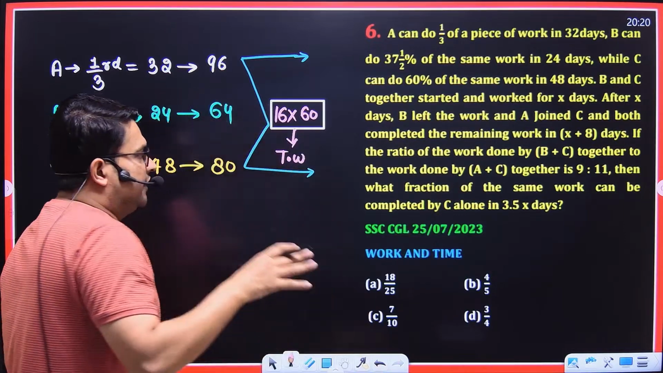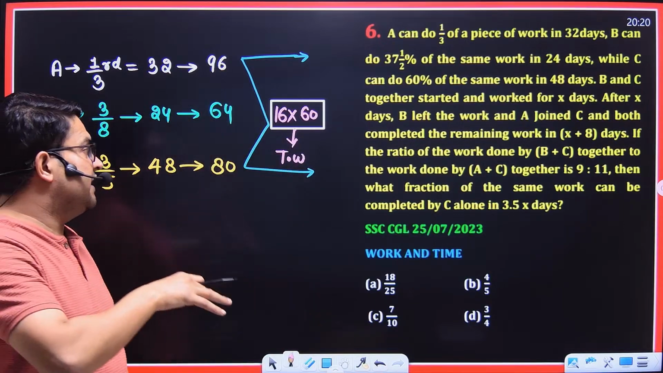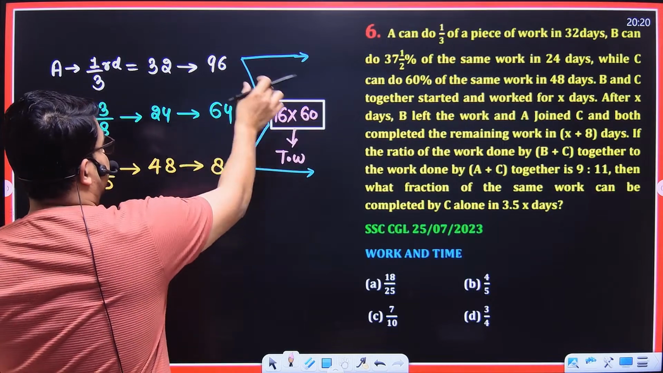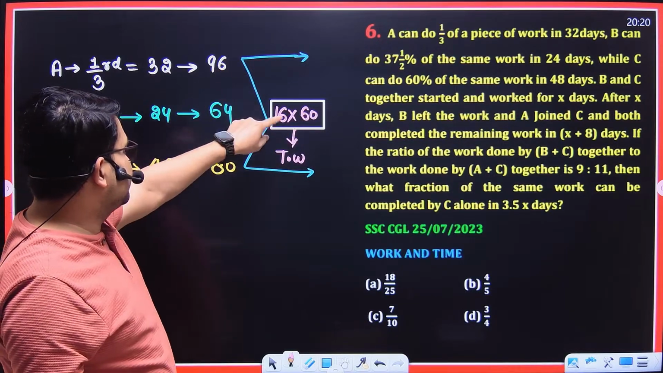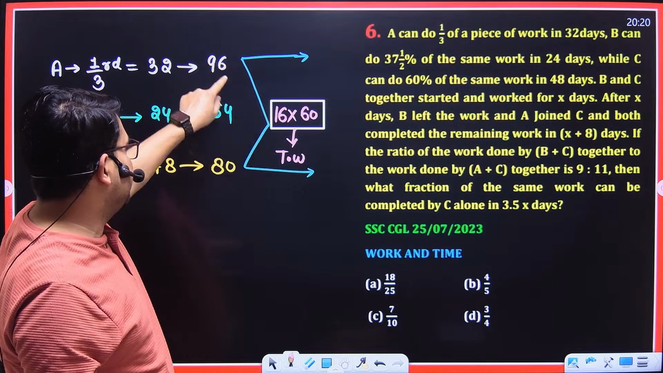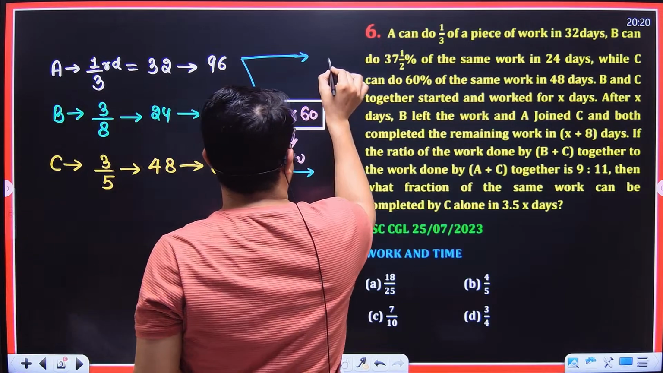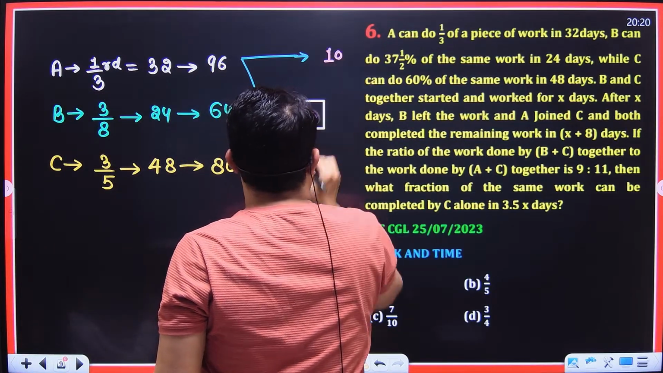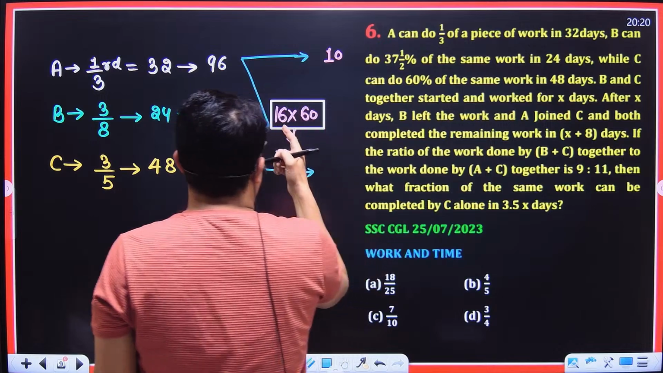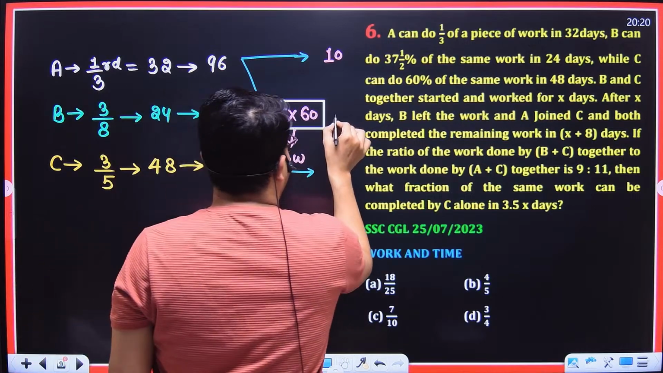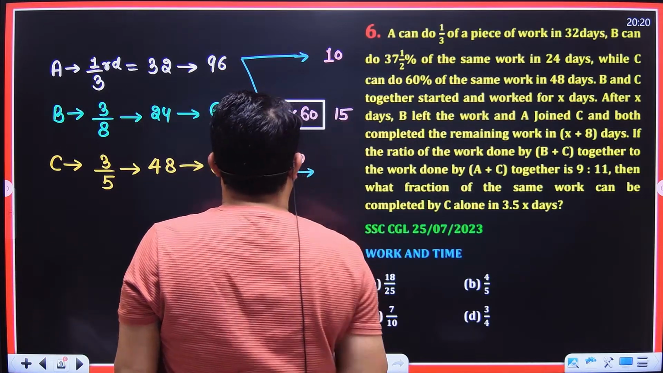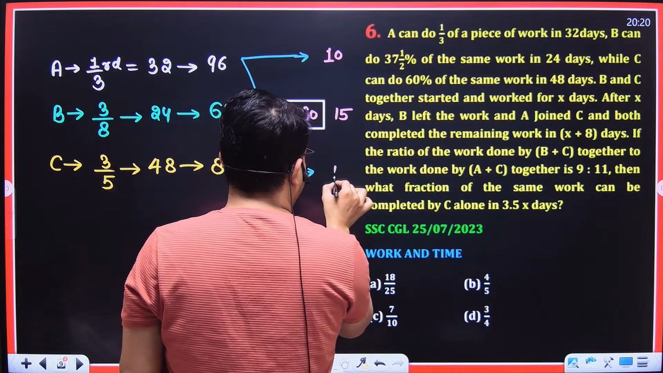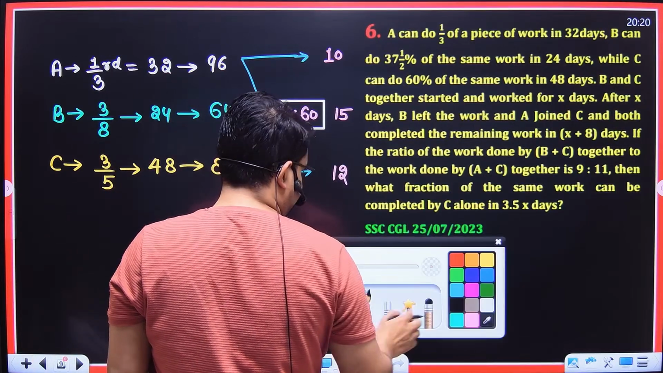So now we will calculate their individual efficiencies. We have to divide the total work by each number. When you divide 960 by 96, you will get 10 here. You will get 15 here, and you will get 12 here. These are their efficiencies.